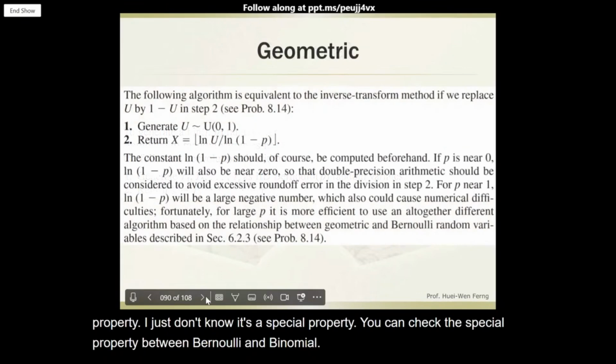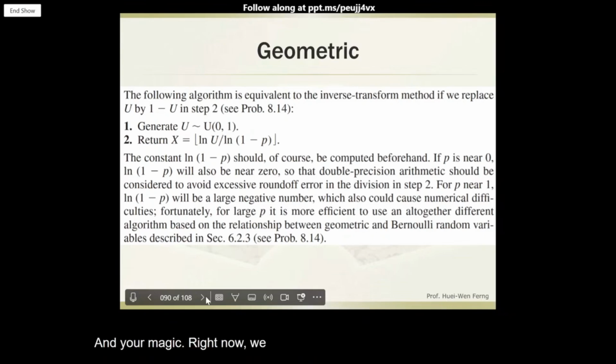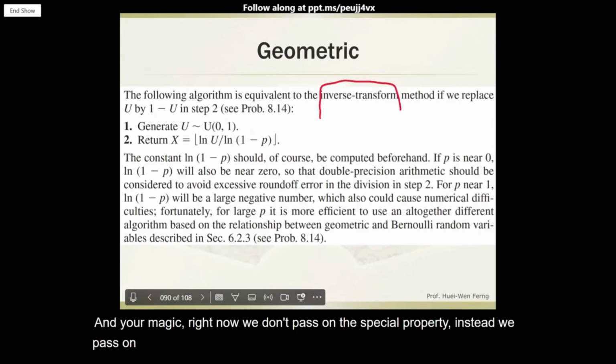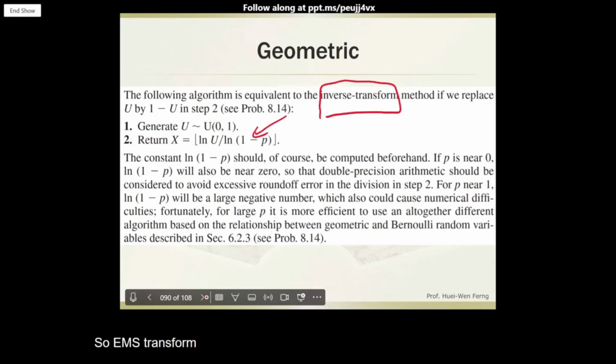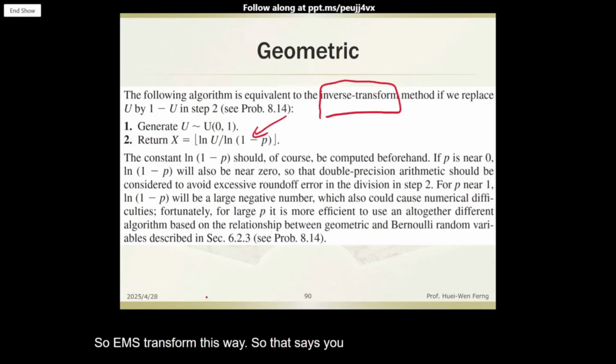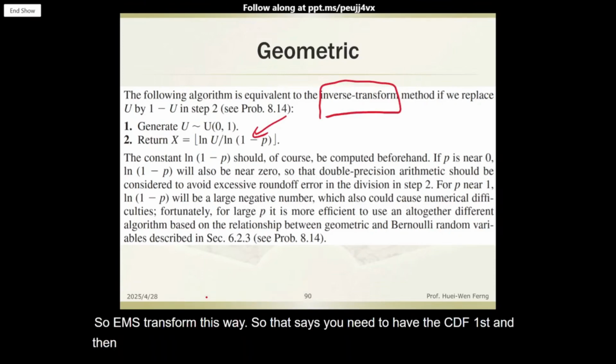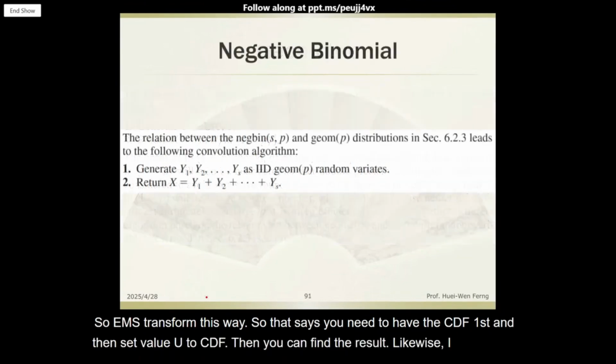And geometric, right now we don't pass on the special property. Instead, we pass on inverse transform. So that says you need to have the CDF first and then set value U to the CDF, then you can find the result. Likewise, the discrete one, skip it, you can check it.